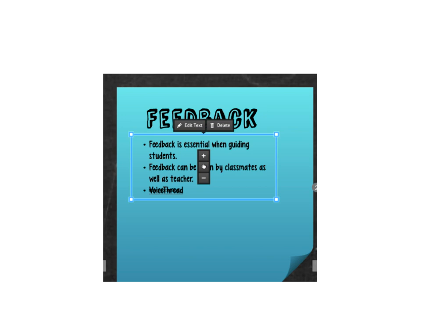All right, feedback. So we talked about feedback a little bit, but feedback is essential when guiding students, especially in this type of environment. So students are kind of going off on their own and doing research and creating something. But they do still need to have a little bit of guidance and some feedback. And like I said, it can be done by classmates as well as teachers.